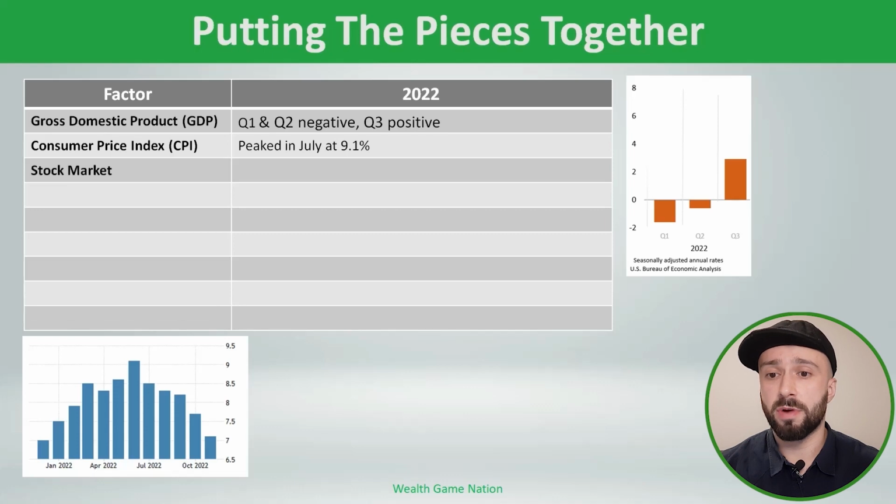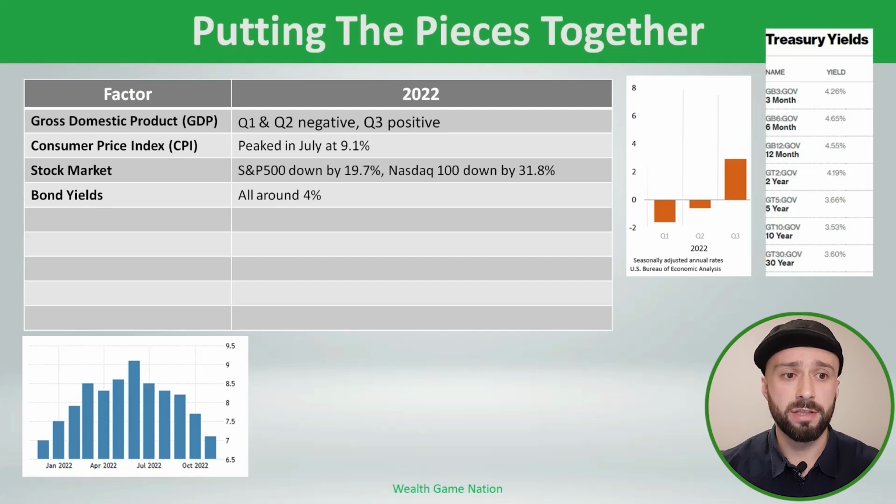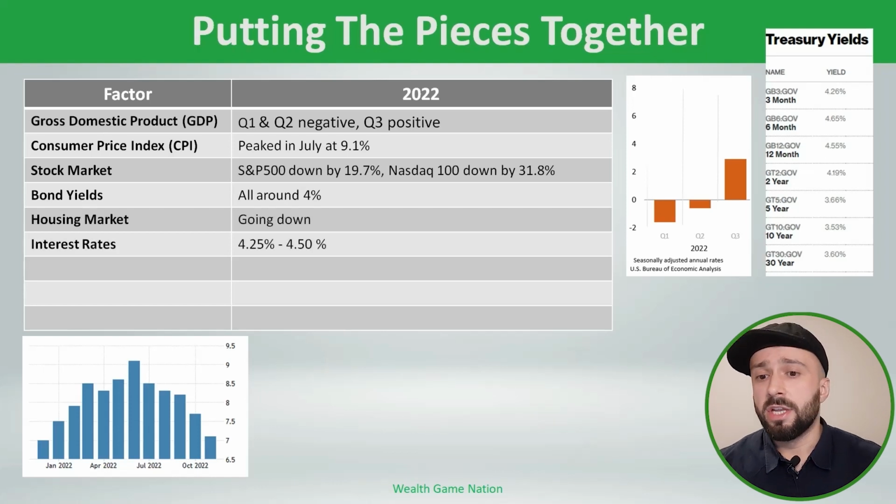Next up is the stock market. The S&P 500 is down by almost 20% at the time of this recording, and Nasdaq is down by over 30%. The bond yields are around 4%. We can look at the illustration to the right. We can see that all treasury yields are around 4%. The housing market is going down. The interest rates are currently between 4.25 and 4.5.